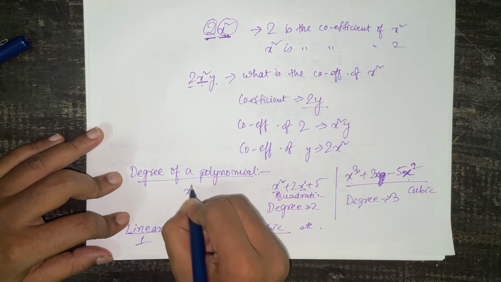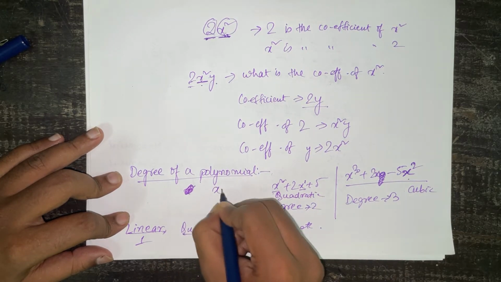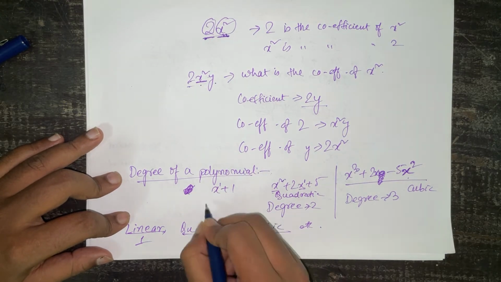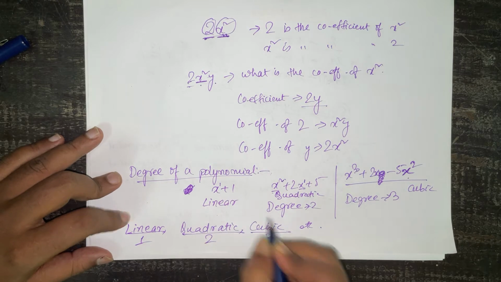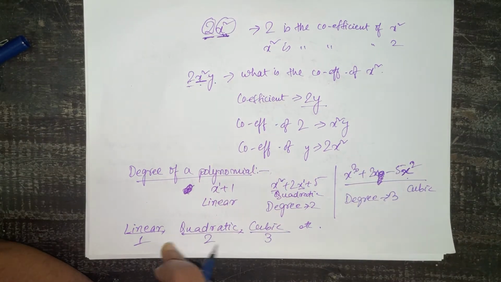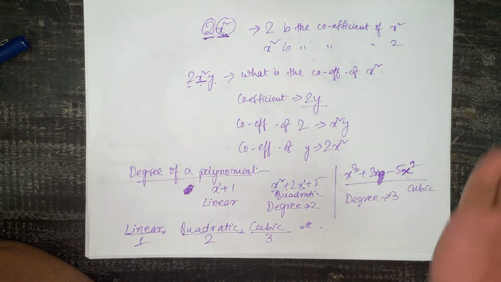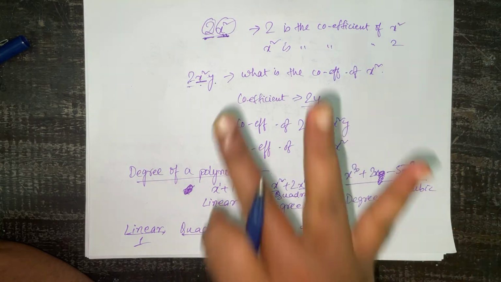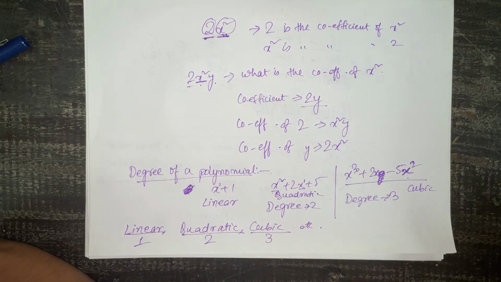If I write, suppose, x plus 1, x is the variable, the power is 1, so the highest power is 1, so this will be a linear polynomial. So whether it is linear, quadratic or cubic depends on the degree of the polynomial. If the degree is 1, it is linear, degree 2, it is quadratic, and degree 3, it is cubic, and similarly it will go on further.